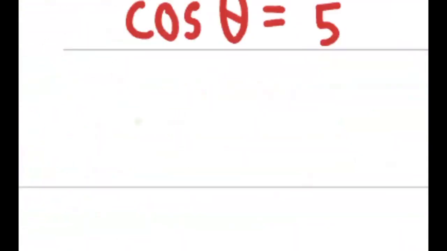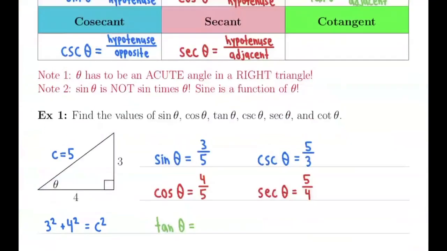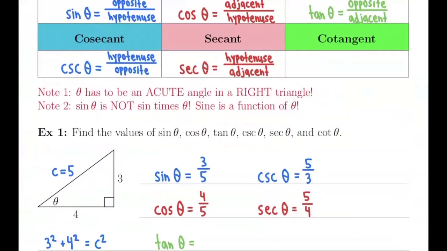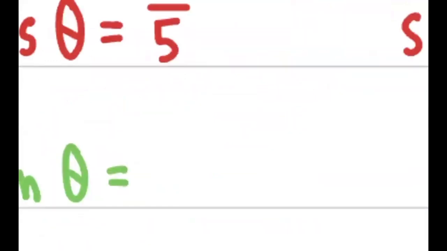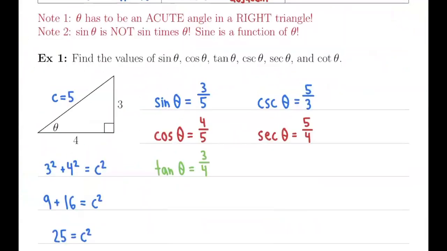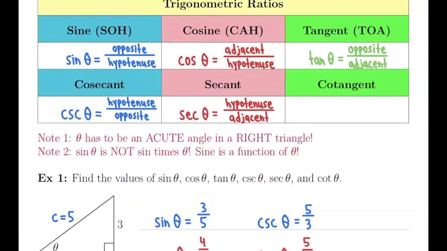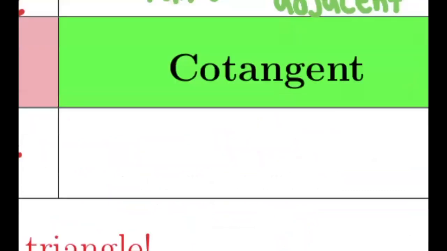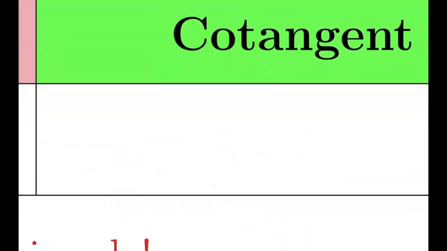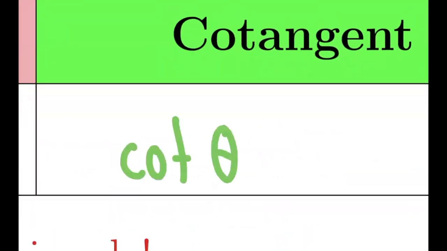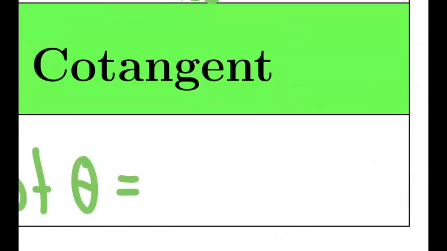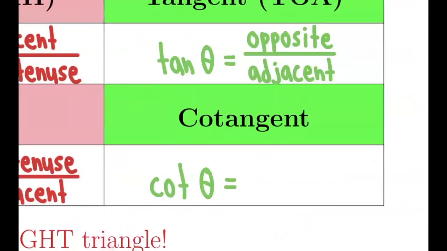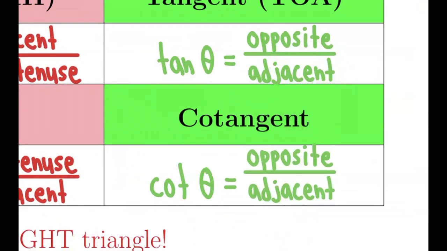All right, so tangent theta. So like we said earlier, the length of the opposite leg is 3, and the length of the leg adjacent to theta is 4. So it's 3 over 4. And the last trig ratio is cotangent, which is the reciprocal of tangent, abbreviated cot. And instead of opposite over adjacent, it's adjacent over opposite.